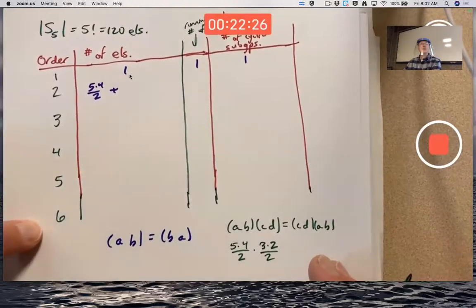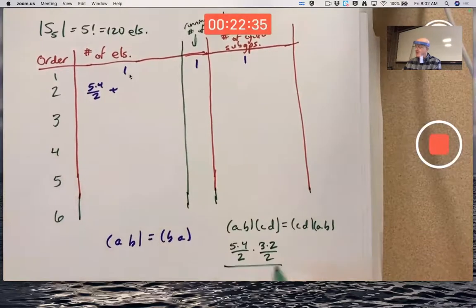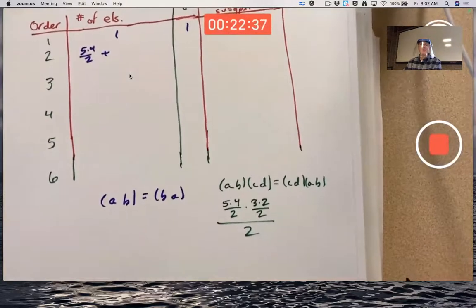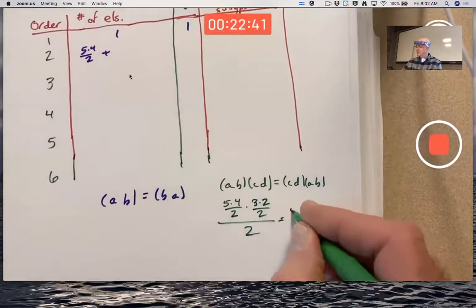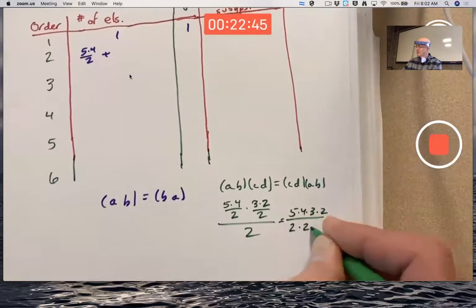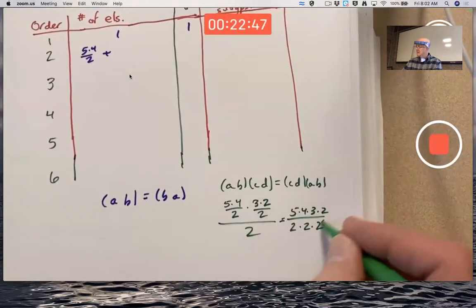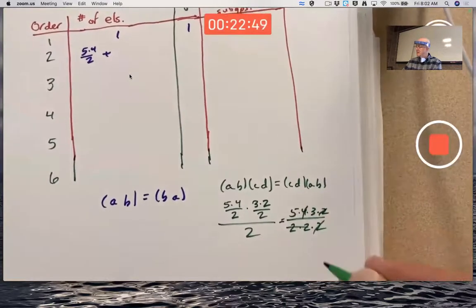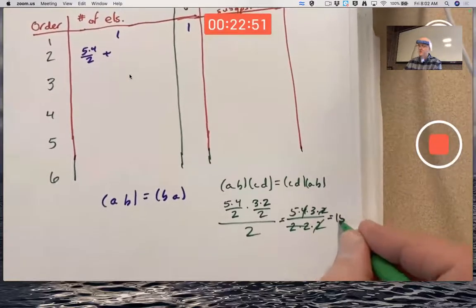You don't quite do the same thing when you think about the elements of order 6, because the cycle lengths are different, 3 and 2 in that case. So you've got to divide by 2 again. I'm writing it like that. The book writes it all as one fraction, which we certainly can do. 5 times 4 times 3 times 2 over 2 times 2 times 2. Get some cancellation. This looks like it's 15.